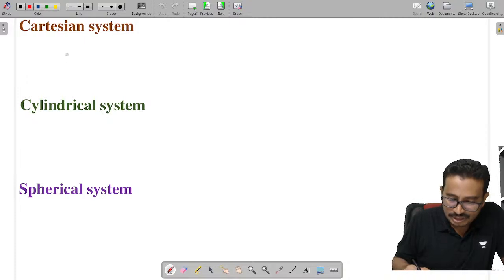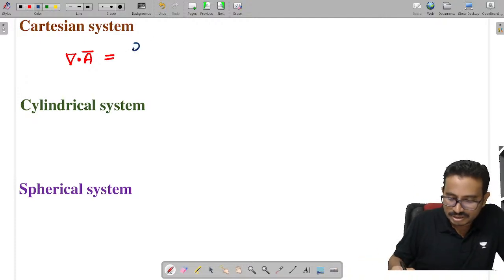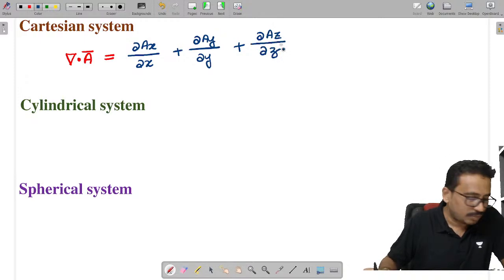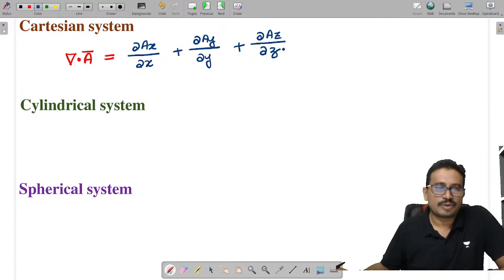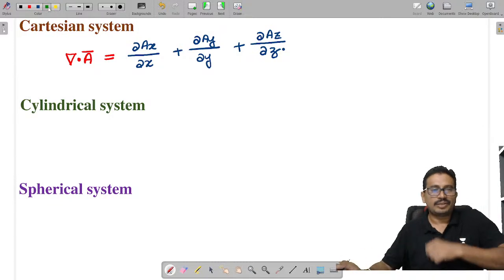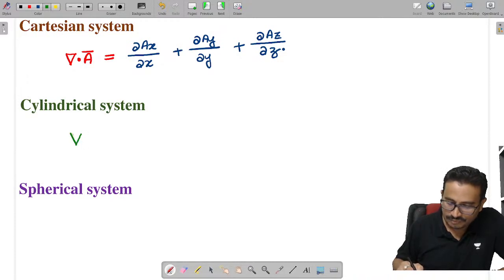So the Cartesian system we have seen. We don't have any problem there, isn't it? Del dot A is given as dou Ax by dou x plus dou Ay by dou y plus dou Az by dou z. The formulas in the cylindrical and spherical systems are a little complex. If you see the formulas at the start, you will be afraid, so I plan to discuss them wherever required at that instant.